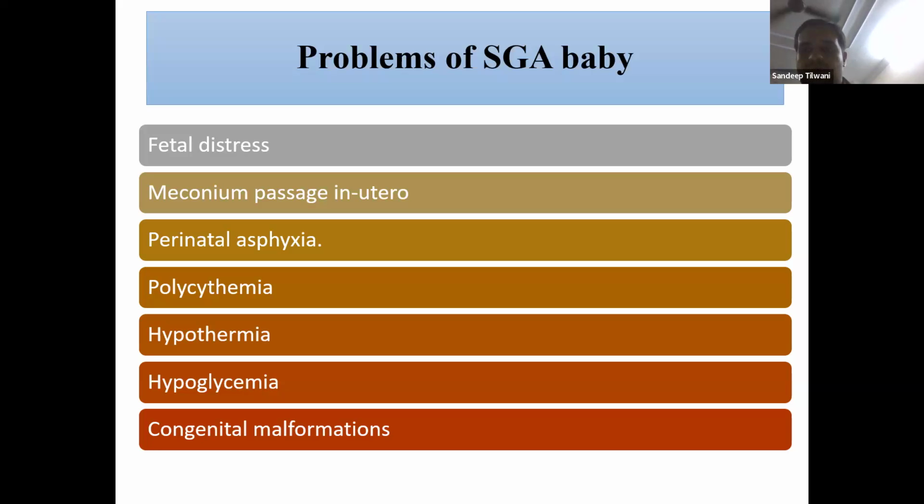There may be in utero passage of meconium. Again, in utero meconium passage is because of the fetal distress only. There may be perinatal asphyxia, that is, at the time of birth, these babies may not cry, and the oxygenation may get compromised. They may have certain problems like polycythemia, that is, increased PCV or hematocrit in the blood. They may have some risk for hypothermia, hypoglycemia, and also they are at high risk for congenital malformations.